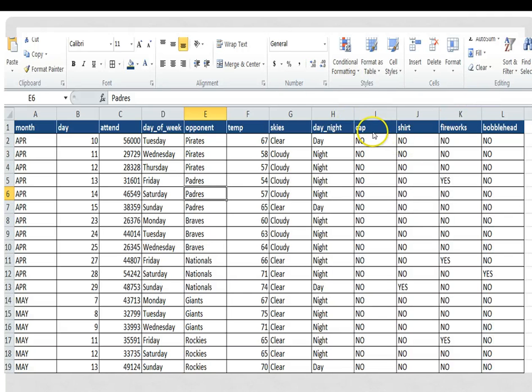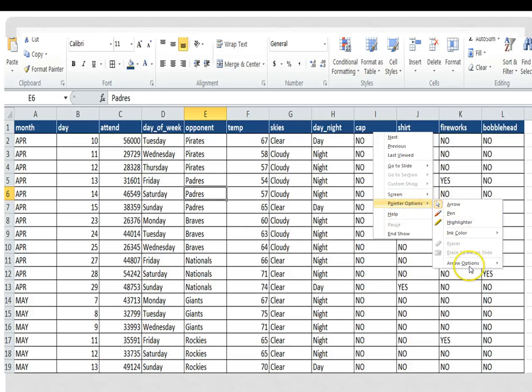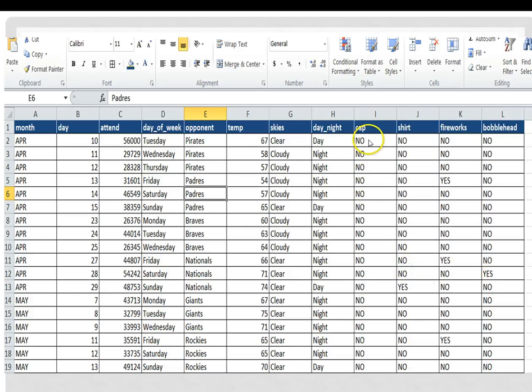Now, this one is called cap, and that means, did they give a hat as a promotion? So not only do they have bobblehead promotions, they also have hats or caps. And they also have shirt promotions, and they also have fireworks. So on some special nights they have fireworks, and maybe people come more because of the fireworks. And then, of course, we have bobbleheads. So this is the data that they chose to include in order to make the predictions.